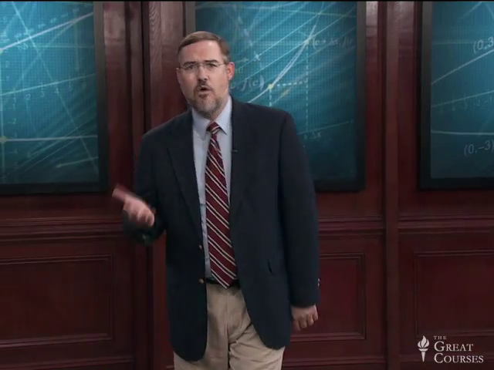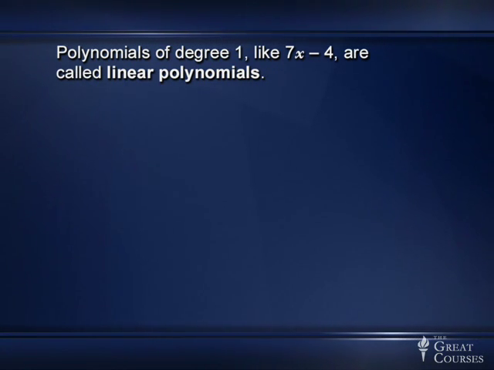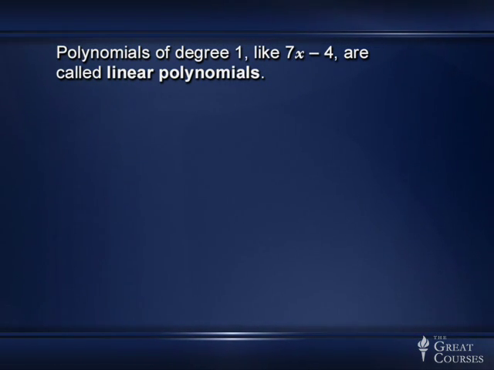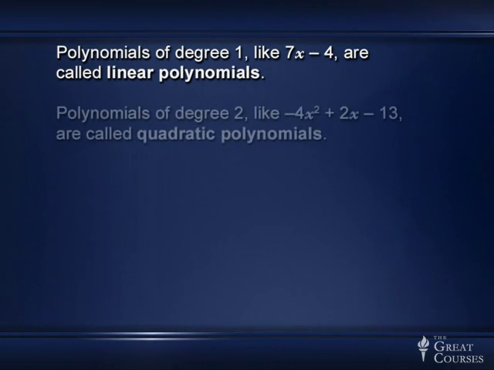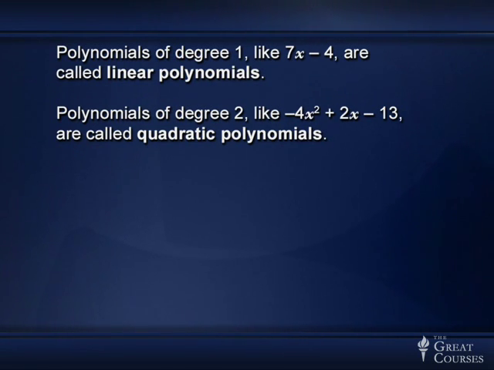It turns out that one way to classify polynomials is by their degrees. Often people want to talk about a polynomial of a certain degree. For example, polynomials of degree 1, like 7x minus 4 or 10x plus 3, those are called linear polynomials. You and I have seen those already quite a bit. Polynomials of degree 2 also have a very special name. They're called quadratic polynomials. So, 4x squared plus 2x minus 13.